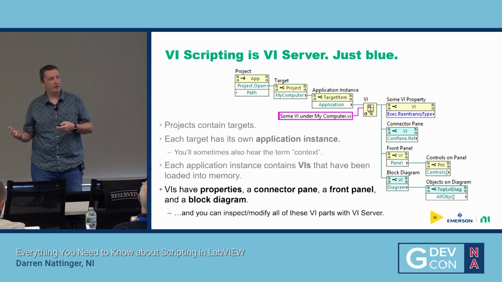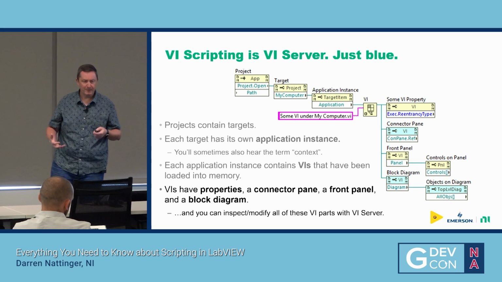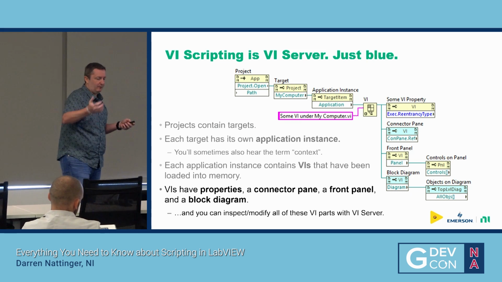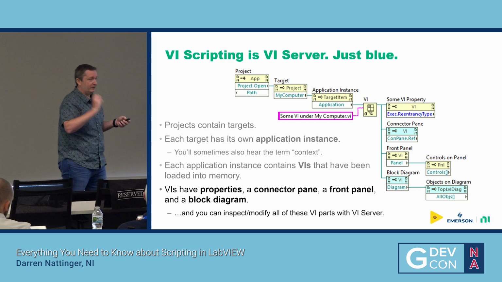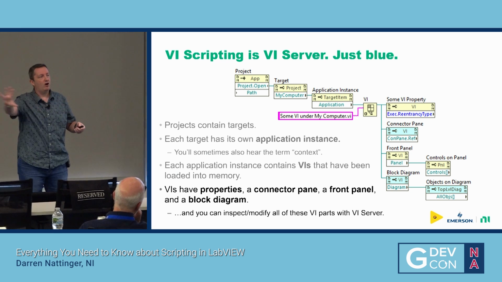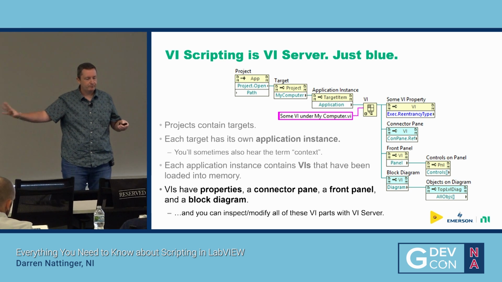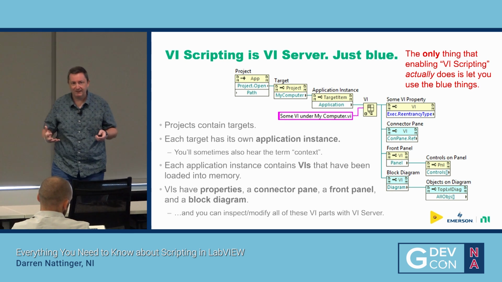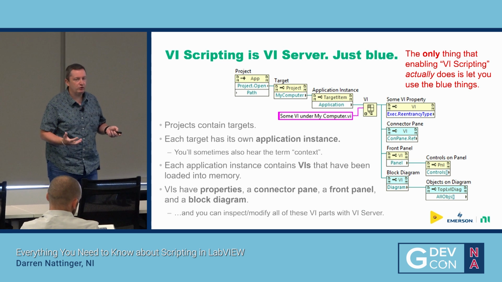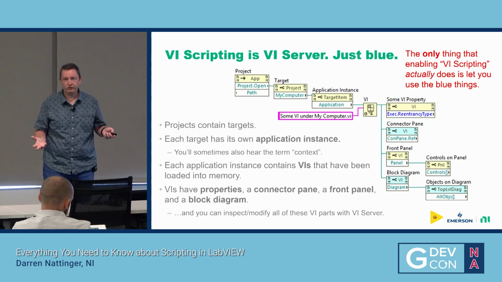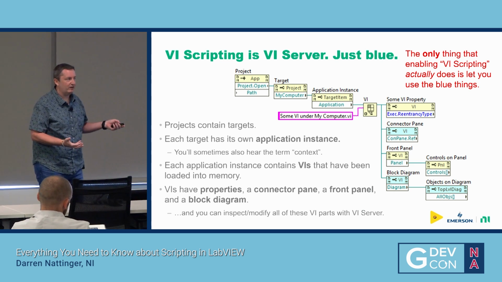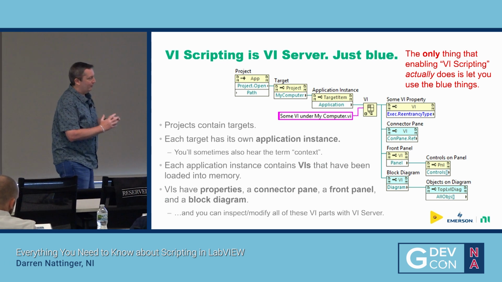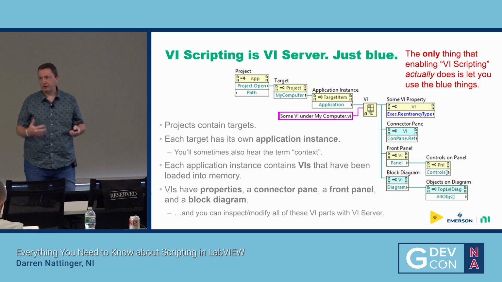We're opening a VI reference that's under My Computer, reading a property, getting the con pane, getting stuff on the front panel, getting stuff on the block diagram. That is all VI server code. So when you turn on VI scripting in LabVIEW, all that it's doing is giving you access to the blue stuff. That's all it's doing. As you can see, the code looks the same. It's just blue. So from here on out, if you hear me say VI scripting or VI server, I tend to use them interchangeably.